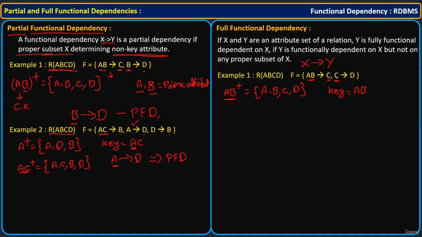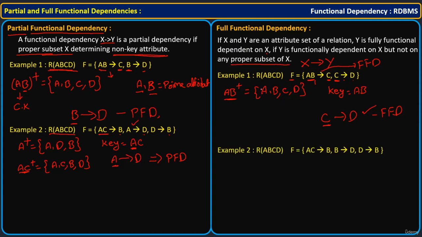Now what is happening? This is completely deriving a non-key attribute. And if you see this FD, C deriving D, C is not a part of the key, right? Not a proper subset of X. So C is not a proper subset of X, so this is fine. So this is full functional dependency. Of course, this one is also full functional dependency, because all FDs in this set are full functional dependency. So this is not a problem.